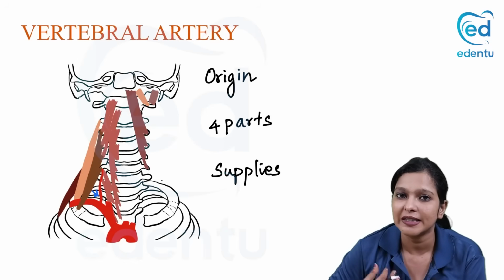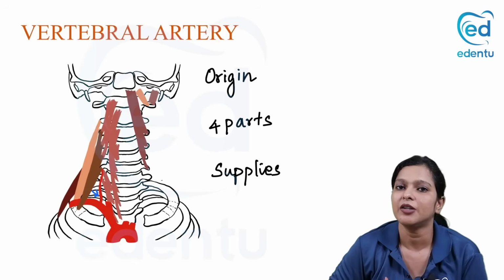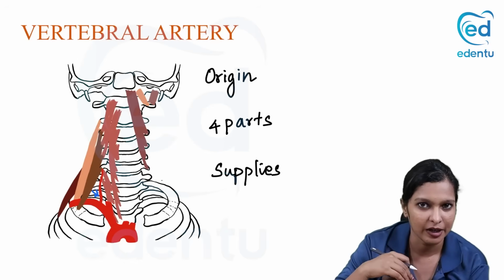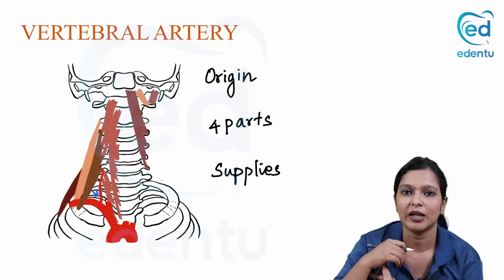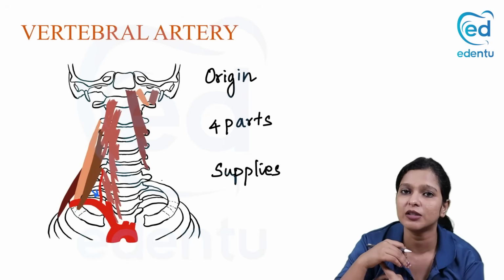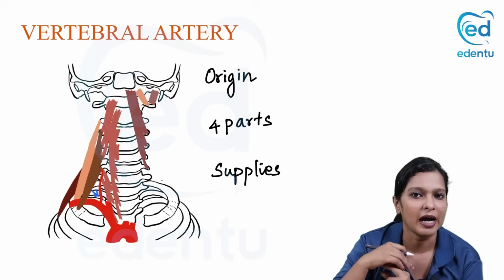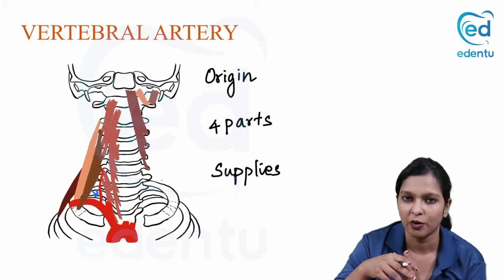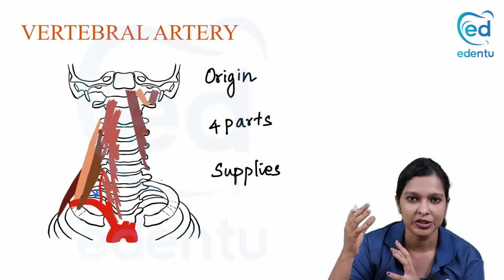Remember, the structures inside the skull, the cranium, are supplied by 2 arteries. One is the internal carotid artery that goes in through the carotid canal. The second one is called the vertebral artery that goes in through the foramen magnum. These are the 2 major sources of artery inside the cranium, to supply the brain and the structures related to it, such as the meninges and all.